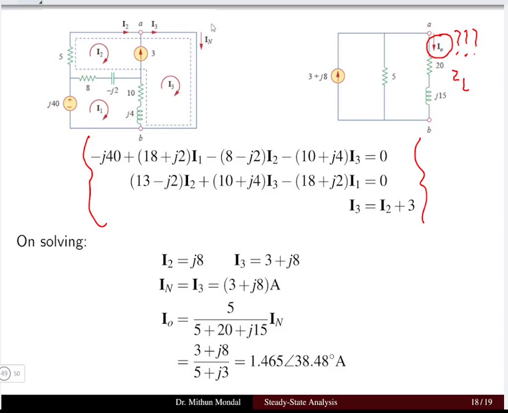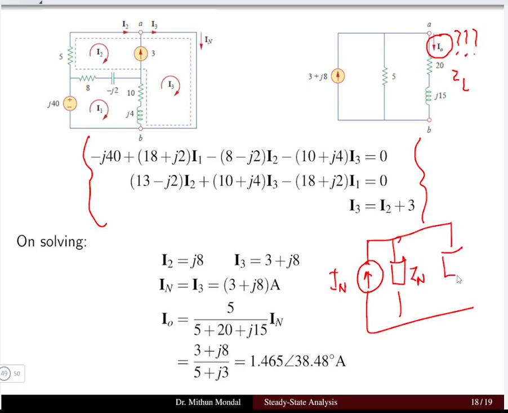And if you remember our circuit in Norton's theorem, we have a Norton current I Norton in parallel with one impedance, that is the Z Norton, and then we have the load impedance ZL. So this is our ZL. Here I need to determine what is the current I naught. So I can apply the current division rule. I naught is equal to I Norton multiplied with the parallel of this. Okay, so you have Z Norton divided by Z Norton plus ZL.